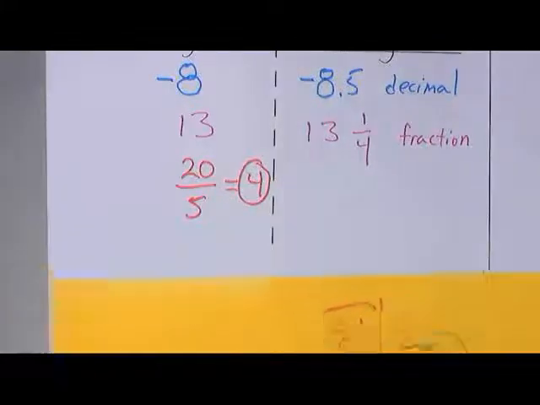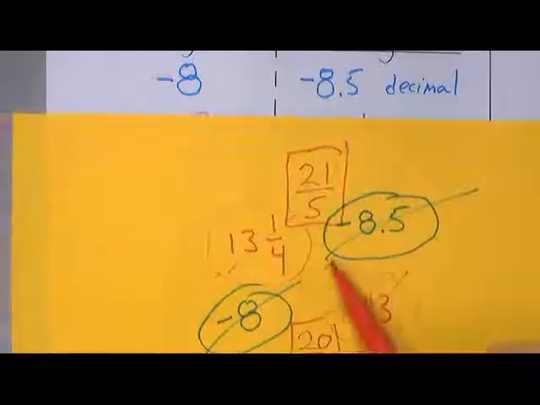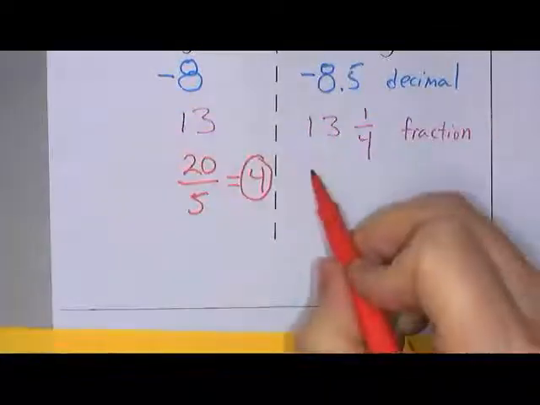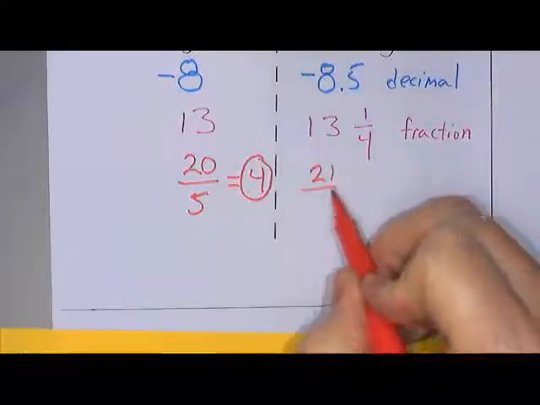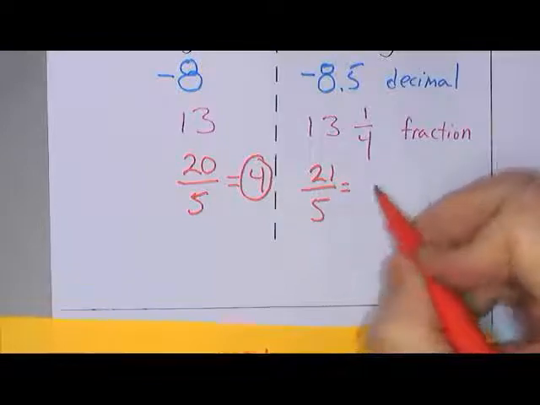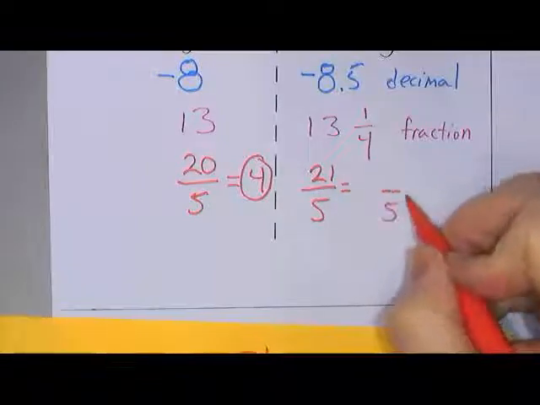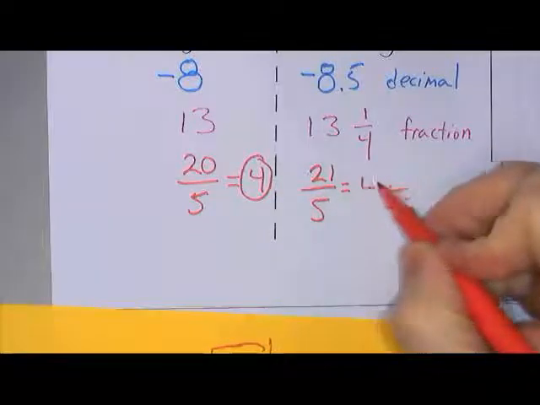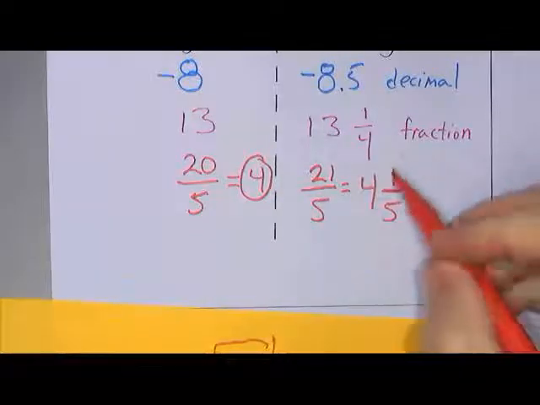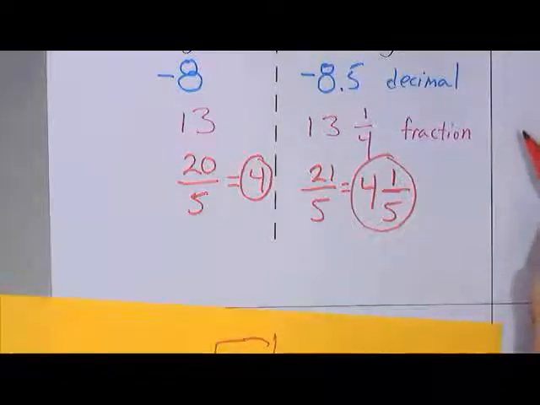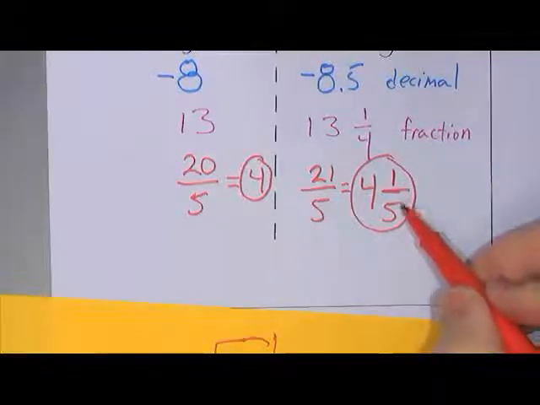But the other one, 21 over 5, five goes into 21 4 times with 1 left over. See that? That is a fraction. It's a mixed number. This is not an integer.